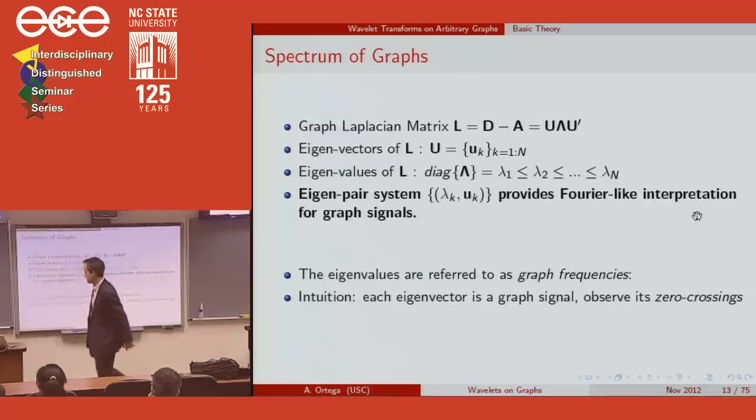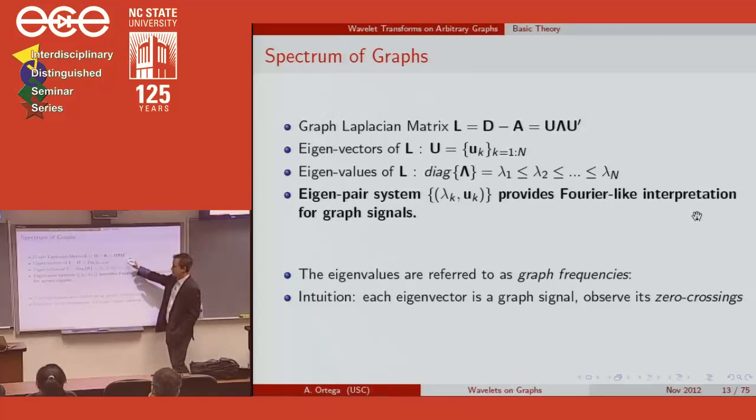All right. So frequency analysis of signals in a graph has been done to a large extent, and it's typically based on the eigenvectors of a graph Laplacian. You can think of the eigenvectors of this graph Laplacian as a full set of orthogonal vectors with eigenvalues corresponding to them, and this eigenpair provides a Fourier-like interpretation for graph signals.